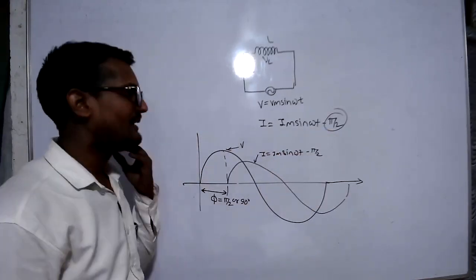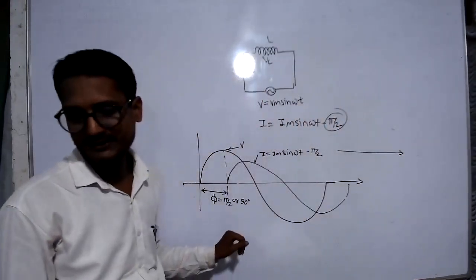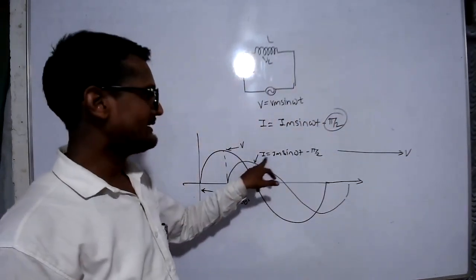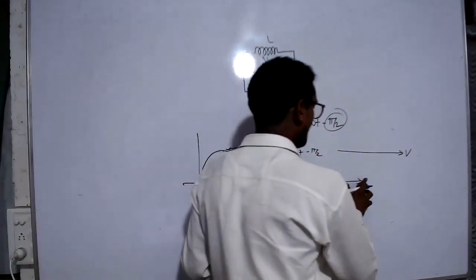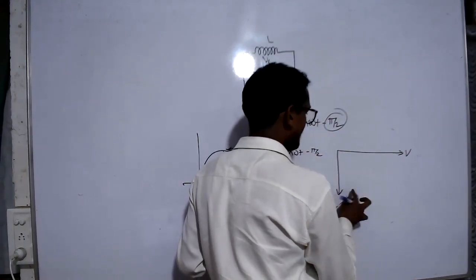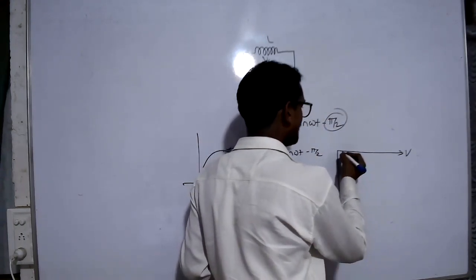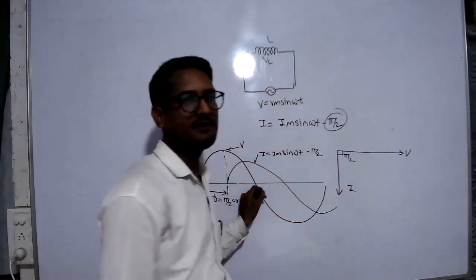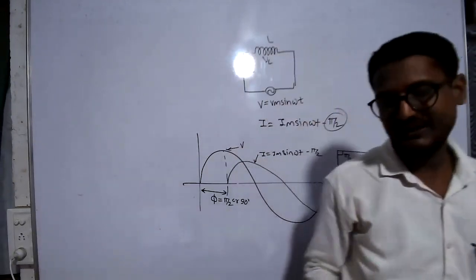Now the phasor diagram. If we draw the reference as voltage V, then by the voltage equation we observe that current lags behind voltage by pi by 2. Therefore, the current phasor is drawn in the downward direction by angle pi by 2. This is the current I and this is the voltage V. This is the phasor diagram for the inductive circuit.